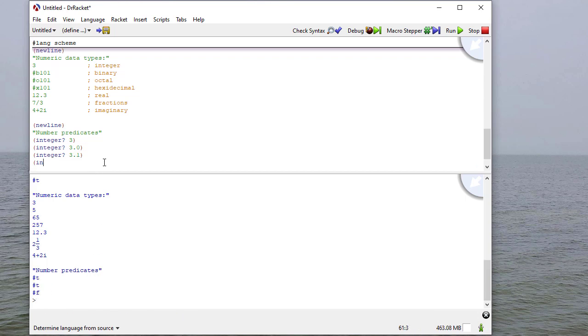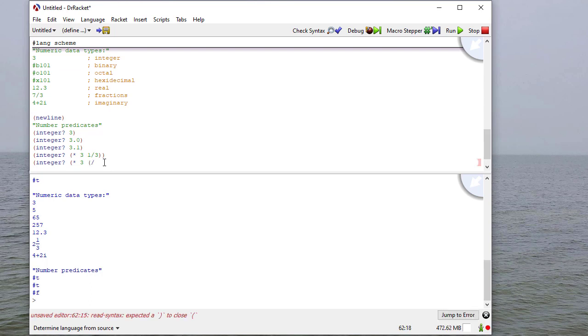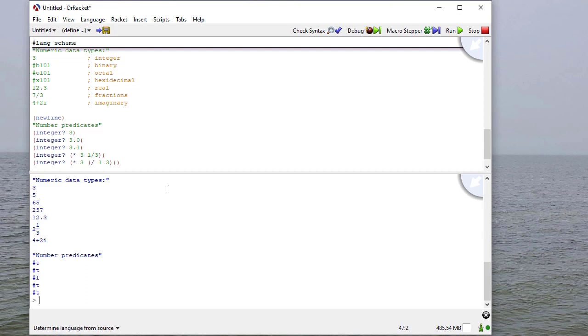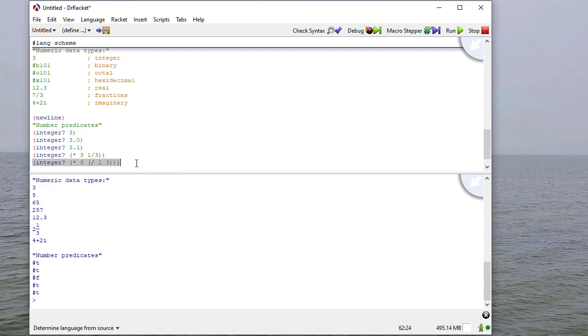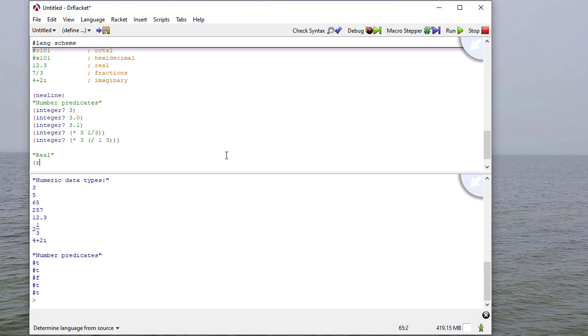How about if we do this? Integer times 3, 1 divided by 3, and integer times 3 divided by 1, 3. So notice in the first case, we actually did a fraction. Here we did a division. And in both of those cases, it's true. So that might be a surprise to you, because if you did floating point arithmetic in a lot of languages, something like this wouldn't be 1, it would be 0.99 or something like that.